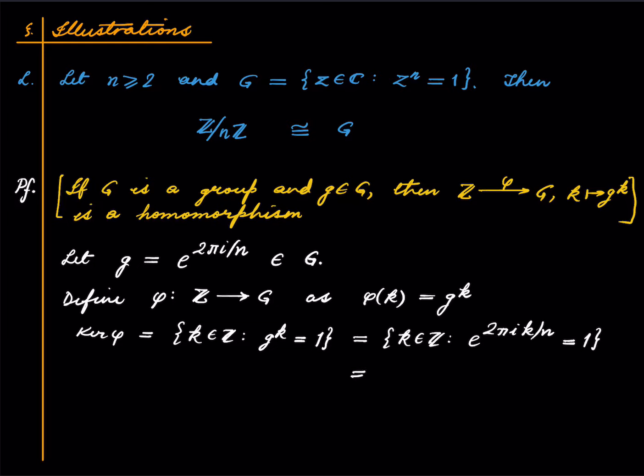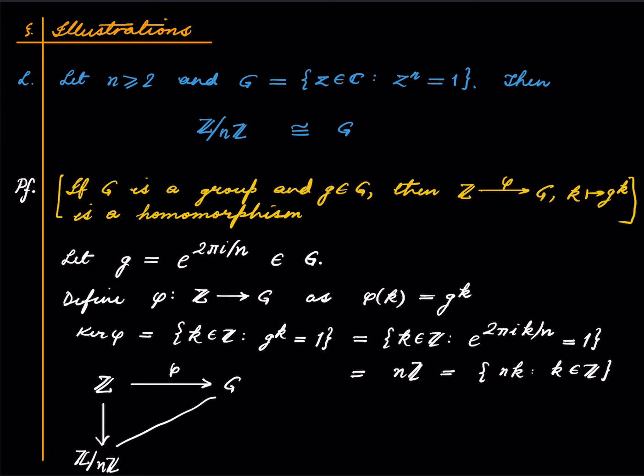And if you just think about it a little bit, this is equal to nZ, which is nothing but nk, k an integer. So those integers which are divisible by n. So the kernel is precisely nZ. So by the first isomorphism theorem, we have this homomorphism and it factors through Z mod nZ because nZ is the kernel. This is phi bar. This is the natural projection.